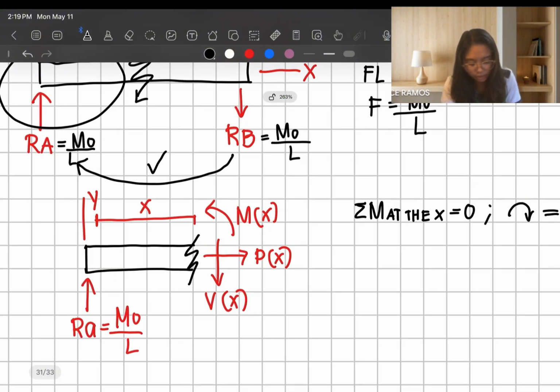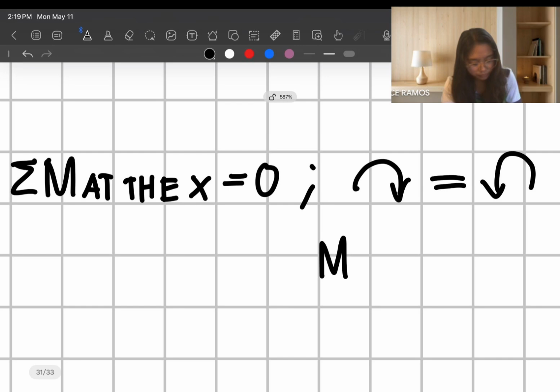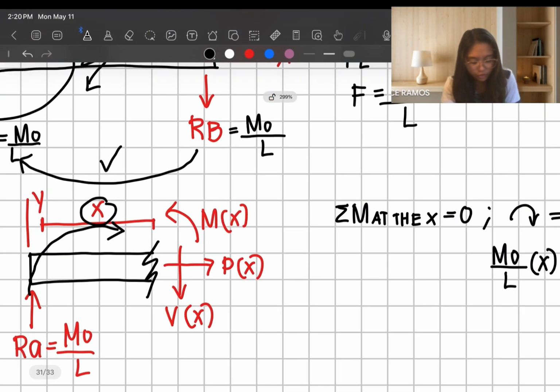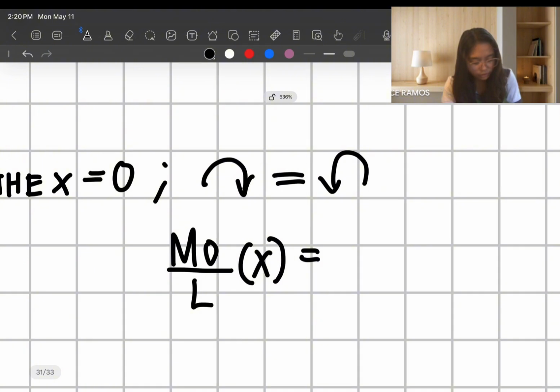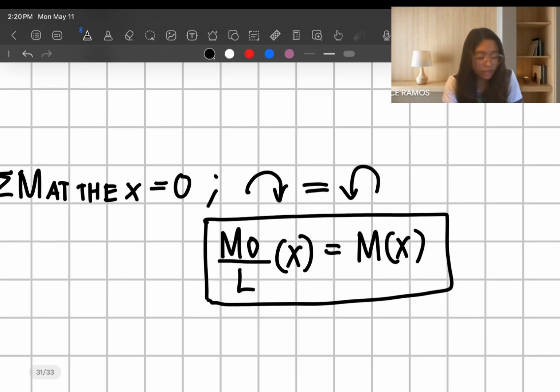Yung RA natin is nagmo-move clockwise multiplied by our distance x. Yung moment naman natin from the internal force is moving counterclockwise. So, ilalagay natin siya. And now, we have our equation for the bending moment function. So, after determining this, the next step is to relate this to the actual deformation of the beam. So, this is done using the Euler-Bernoulli's beam equation.